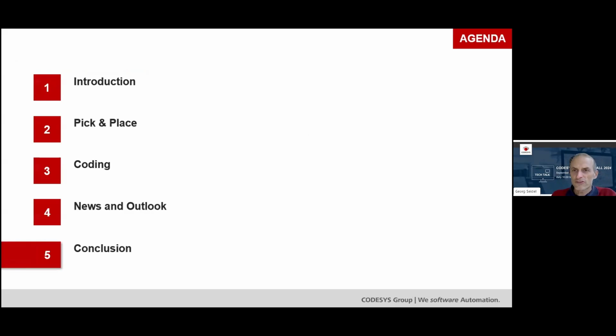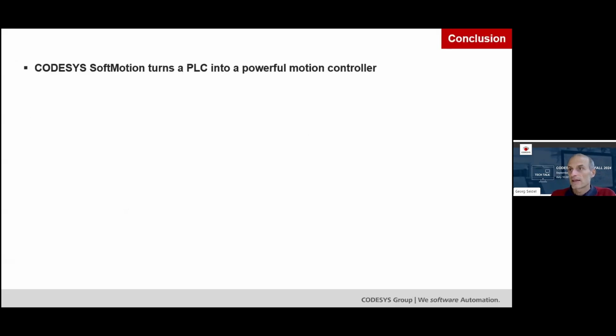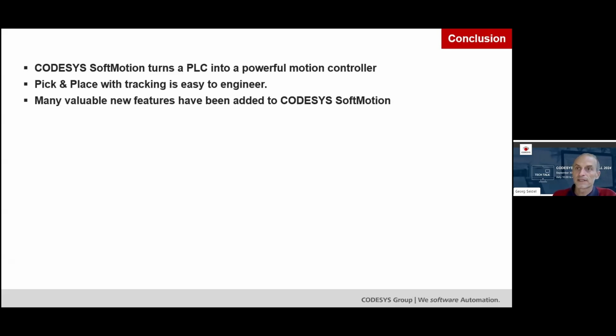Okay, as a short recap, what I've shown you is that CODESYS Motion turns a PLC into a powerful motion controller. Next, we have seen how easy it is to program pick and place with tracking with CODESYS Motion. And I've shown you that we have added a lot of valuable features in the preceding years to CODESYS Motion, so it's really an active development.